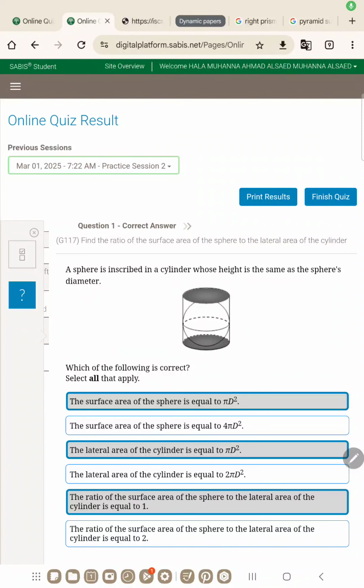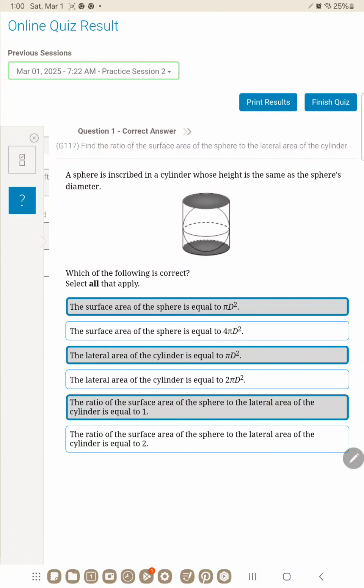Today we're going to be doing the 5.4 geometry periodic quiz. Let's start. So here they're telling you have a sphere inside a cylinder. The height of the cylinder is the diameter of the sphere. Now we need to know which of the following are correct.